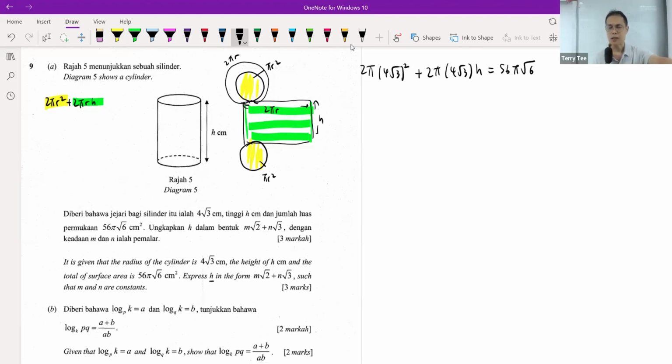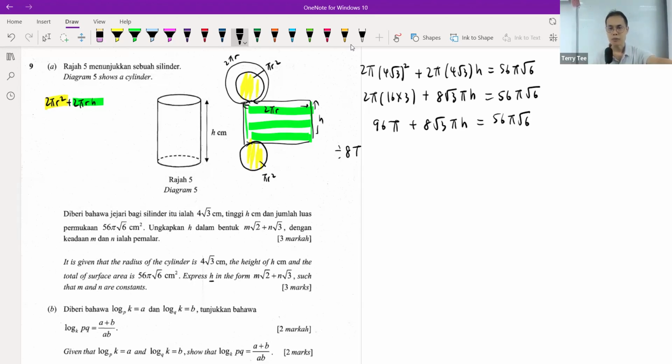Okay, so let's simplify this further. You square this first: 4 squared is 16, so you have 16 times 3. Then the terms you can multiply together are 8 root 3 pi h, and 56 pi root 6. 16 times 3 is 48, 48 times 2 is 96 pi, plus 8 root 3 pi h, equals 56 pi root 6. So I can see we can divide everything by 8, and you can divide by pi.